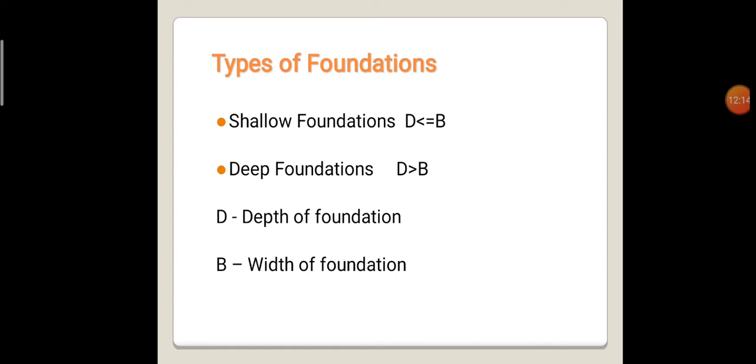Next, we move on to the next topic, types of foundation. There are two types of foundations: one is shallow foundation, another one is deep foundation. We are classifying these types based upon the depth of foundation and width of foundation. If it is a shallow foundation, the depth of foundation is less than or equal to the width of foundation. If it is a deep foundation, the depth of foundation is greater than the width of foundation. This is the main classification.